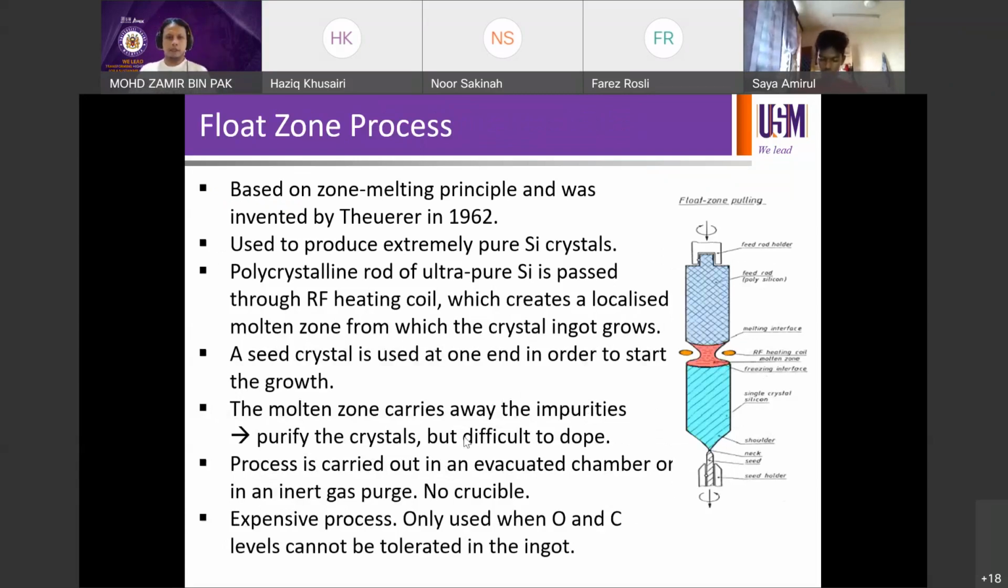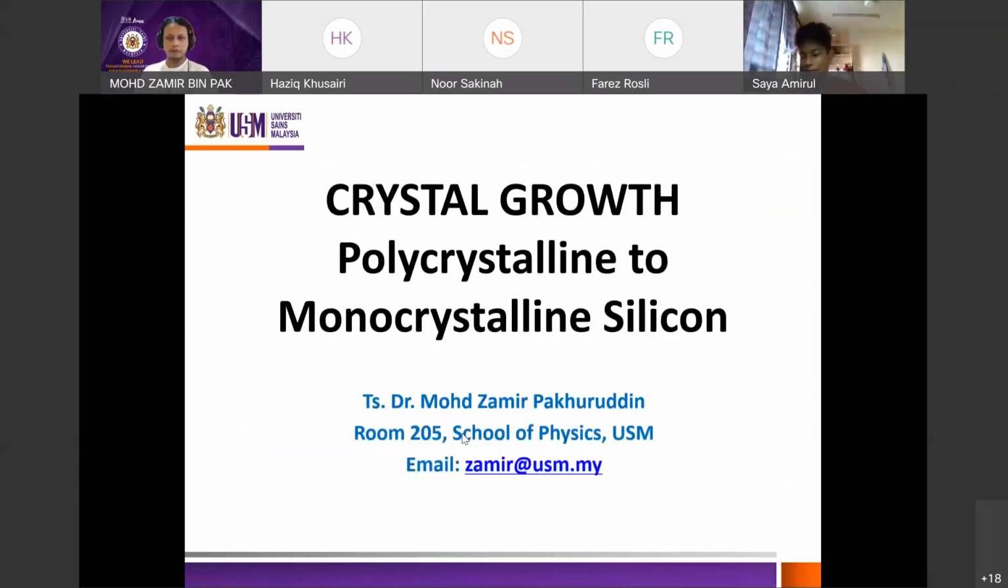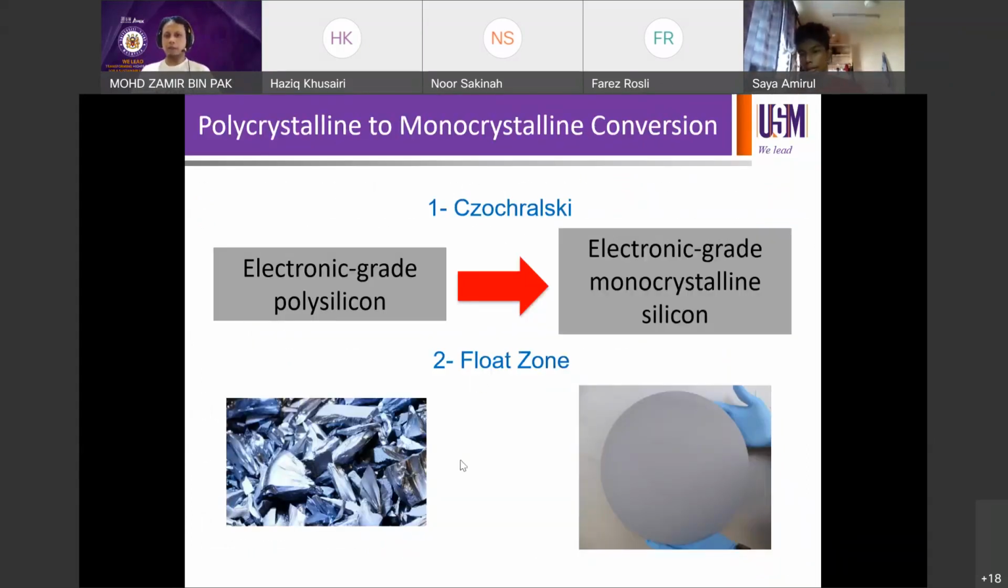Last time we discussed the two approaches that can be used to produce electronic grade monocrystalline silicon from electronic grade polycrystalline silicon. Remember the first step we discussed last week, the conversion of sand to polysilicon, where we produce semiconductor grade, or 9N, polycrystalline silicon. It then goes through the second step, the conversion of electronic grade polysilicon to electronic grade monosilicon, so 9N poly to 9N mono. This can be done by one of two ways: Czochralski, CZ, or float zone, FZ.